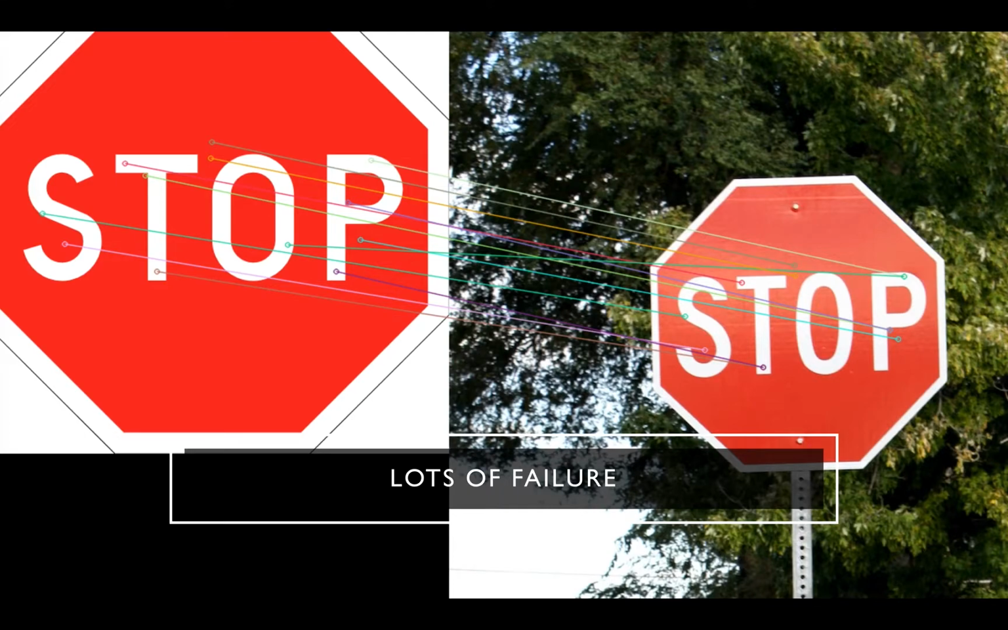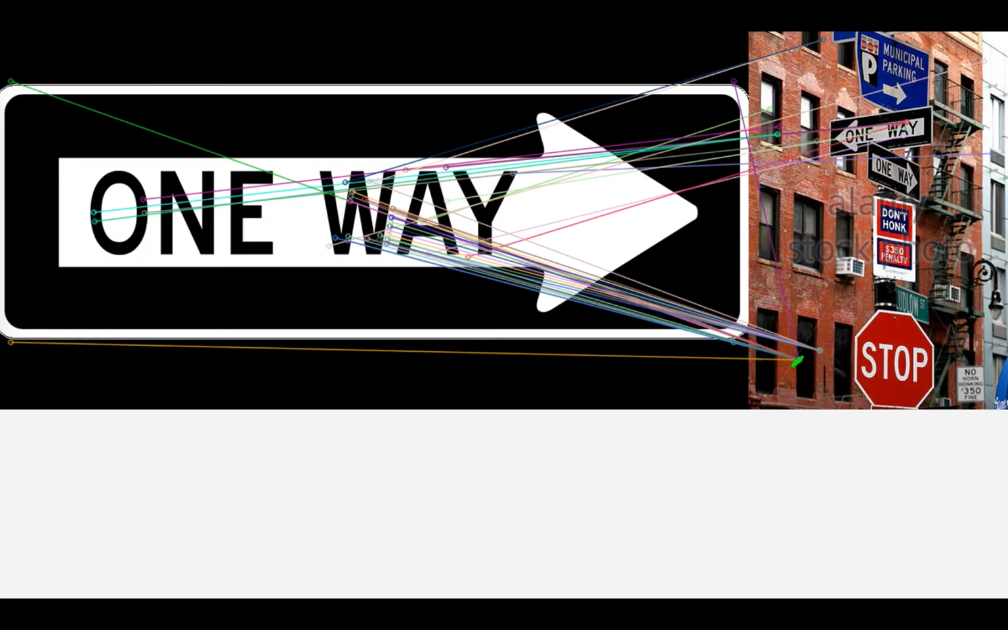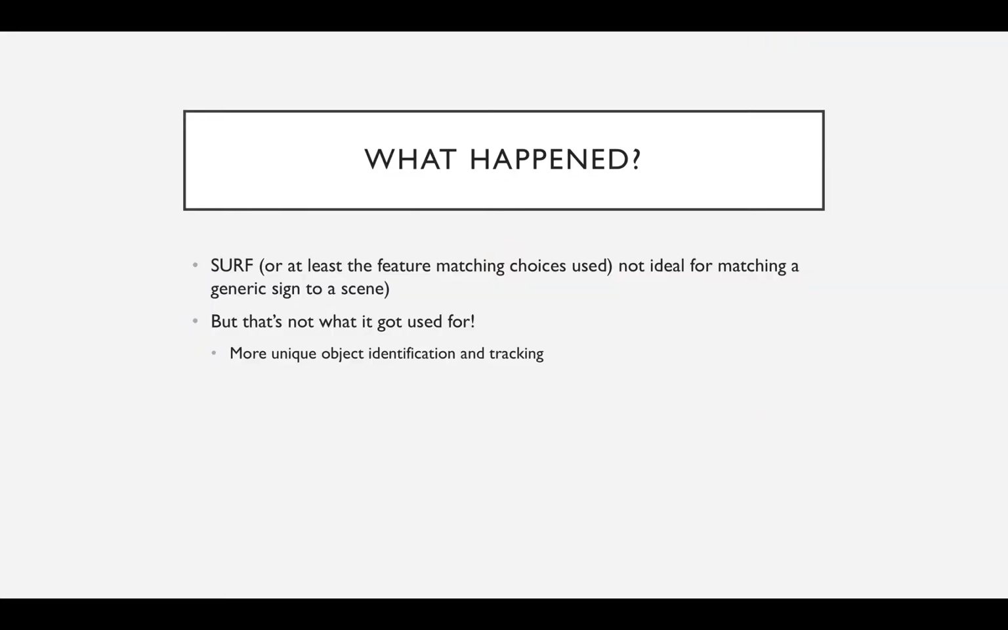So overall, I found that, and here's another example of failure. Overall, I found that SURF was not very appropriate for matching a generic street sign to an image. That's not, generally speaking, what I found that SURF is used for in the wild. It's used for more unique object identification and tracking.